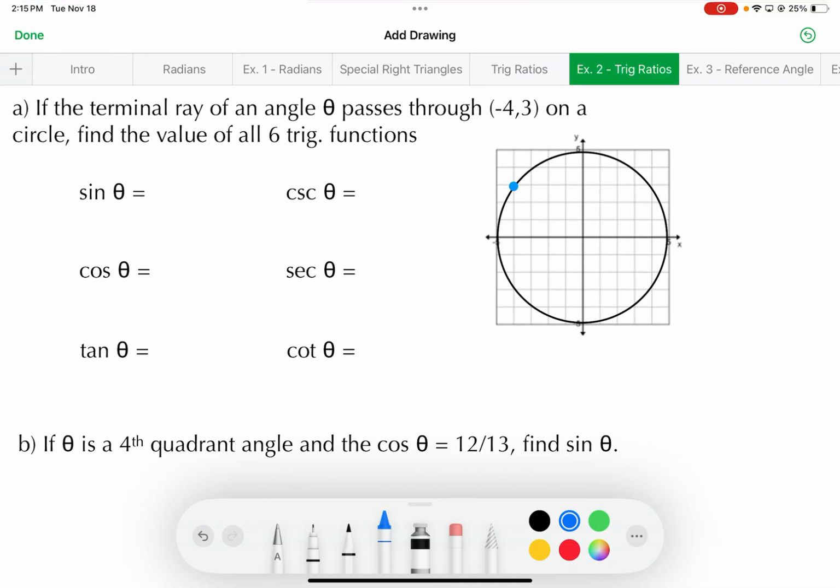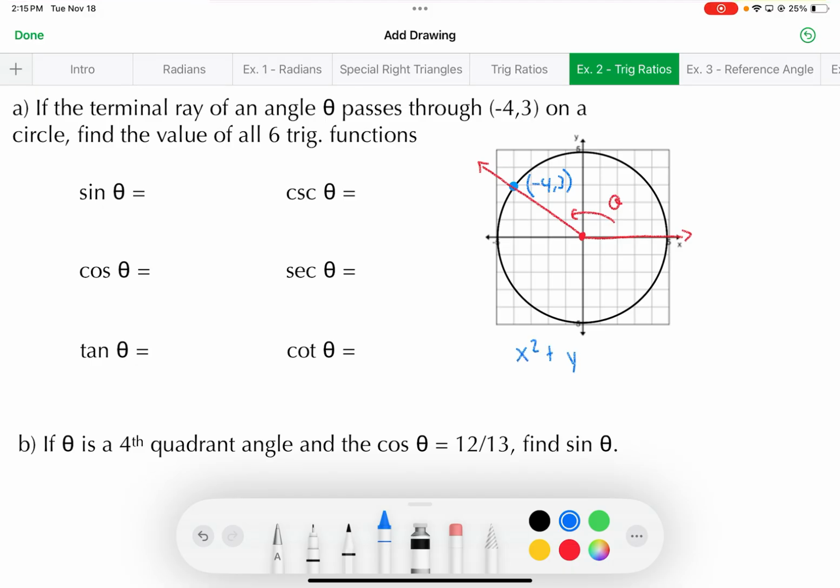Terminal ray of an angle theta passes through the point negative 4, 3 on a circle. Find the value of all 6 trig functions for that angle. So here's the angle in standard position. This will be the angle. So it's passing through that point, negative 4, 3. And we need the radius of that circle.